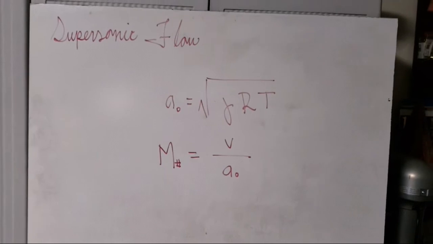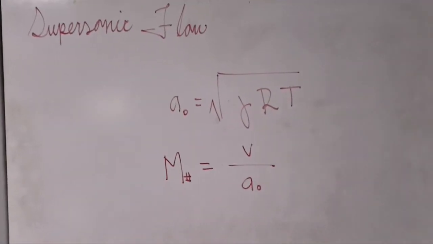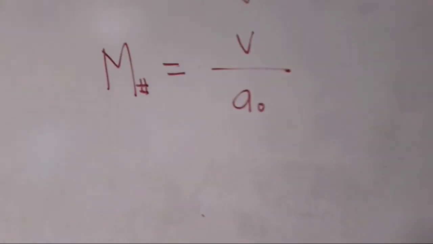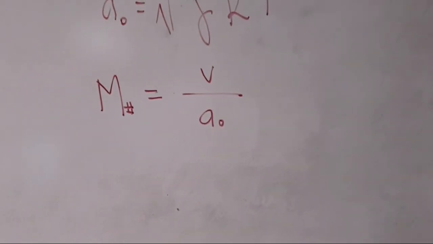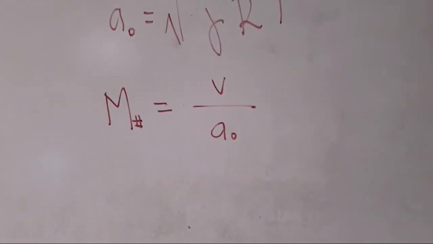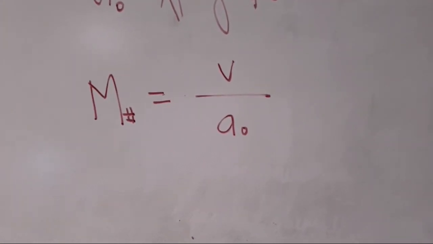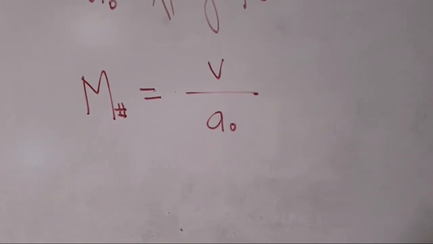All right, so far in our supersonic flow equations, we have the one for the speed of sound in different mediums, and then we have the one for Mach number. That's the variable on the left there, and just like I said before, all it is is the velocity of the gas divided by the speed of sound in that medium, which is the rocket gases. Okay, so good so far.